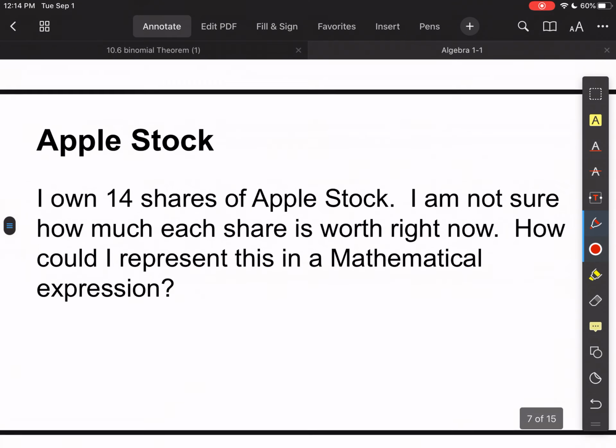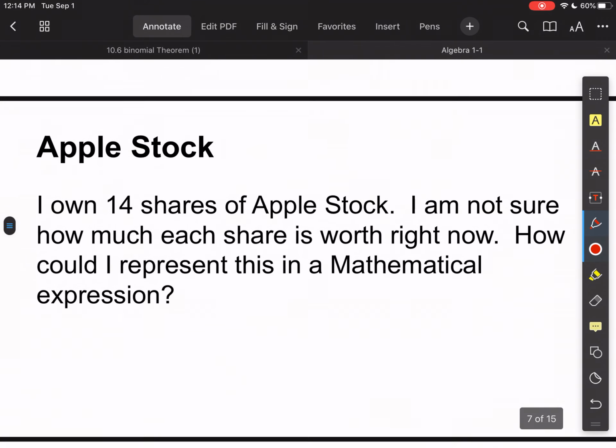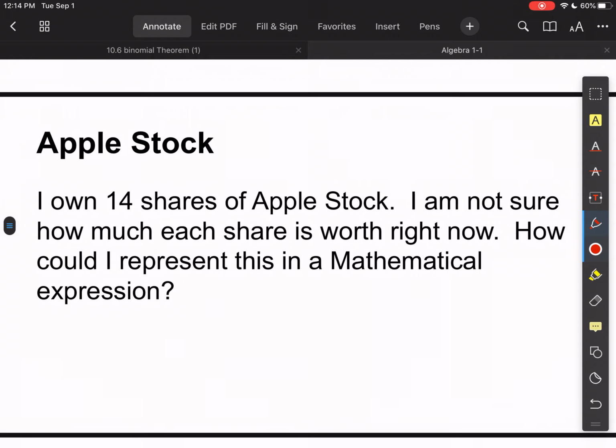Real quick, I want to jump into some real world stuff with you guys here, just related to variables. So Apple stock. If I own 14 shares of Apple stock, which I do not right now, kind of wish that I did. Actually, it's not worth as much as it was a couple days ago because it just split. Not that you guys care anything about that. But I'm not sure how much each share is worth right now.